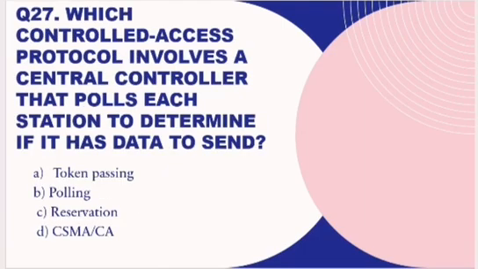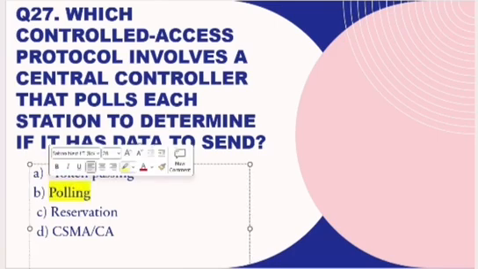Moving on to the 27th question. Which control and access protocol involves a central controller that polls each station to determine if it has data to send? Option A, token passing. Option B, polling. Option C, reservation. Option D, CSMA. I hope you all have paused and guessed the answer right. So the correct answer is option B, polling.